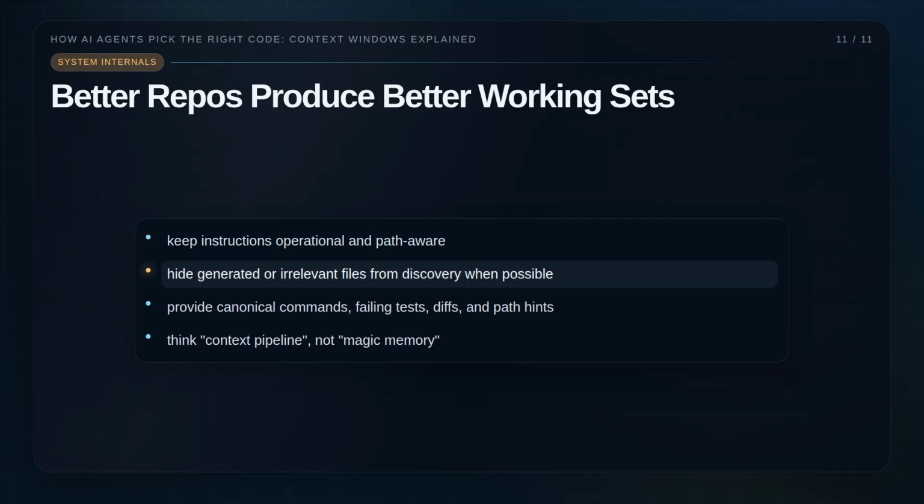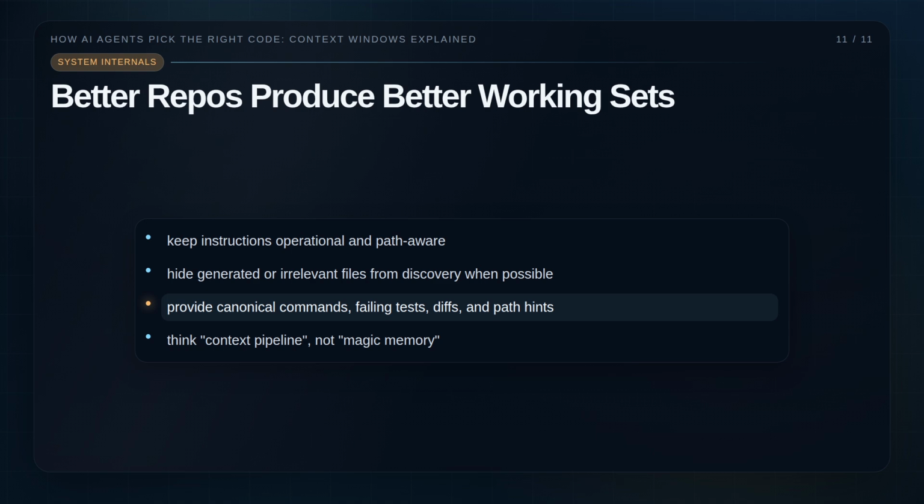Keep repo instructions short and operational. Exclude noise from search and indexing. Give the agent concrete starting evidence, such as a failing test, a stack trace, or an exact path. Use retrieval and skills to load heavy detail only when it matters.